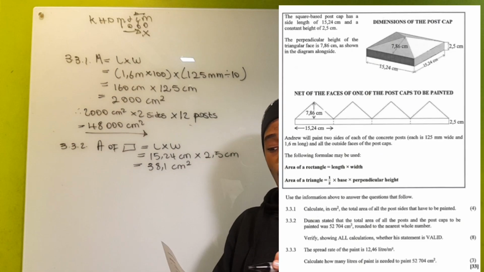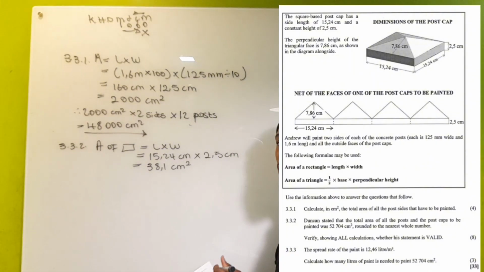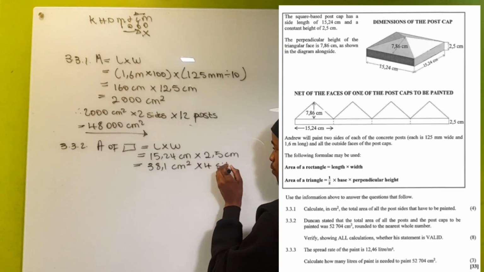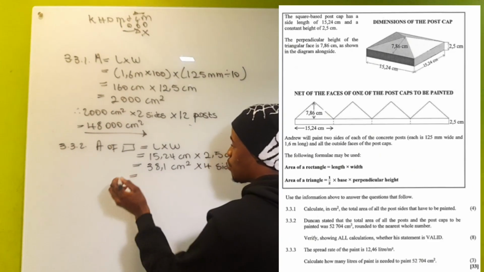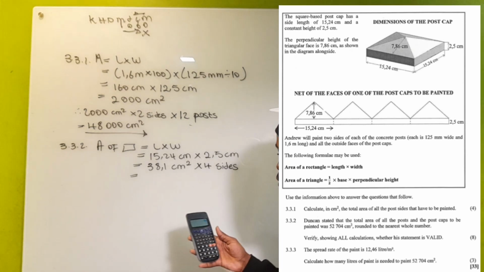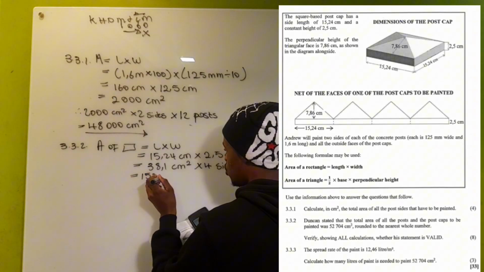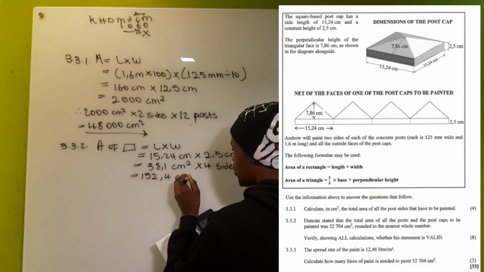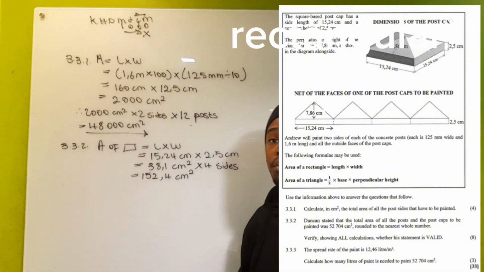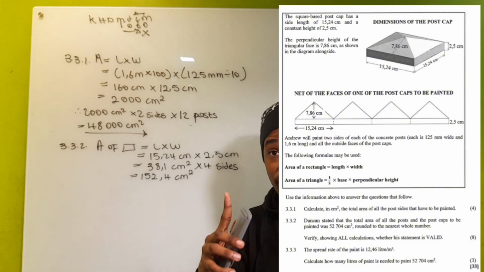But this is the area of only one side of the post cap. And remember, all 4 sides of the post cap are going to get painted. So you're going to take the area of one side and multiply it by 4 sides. 4 sides of the post cap, okay? So on your calculator, you're just going to say answer multiplied by 4, and that gives you a total of 152.4 centimeters squared. So this is the total area of the rectangular part of the post cap, okay? Of only one post cap, by the way.